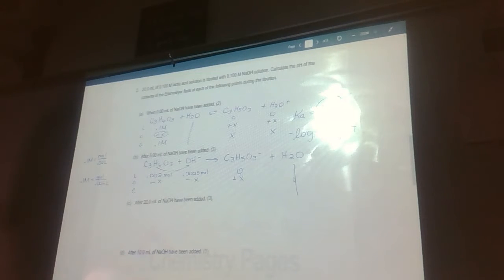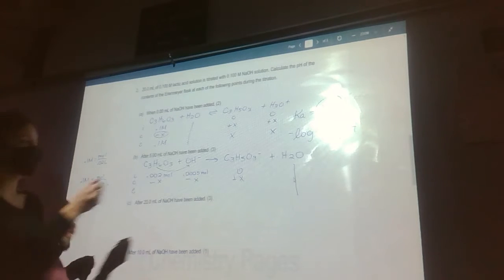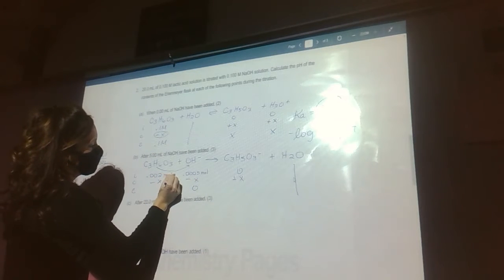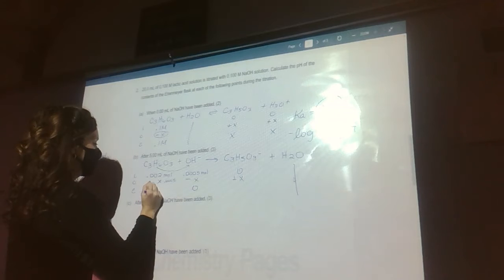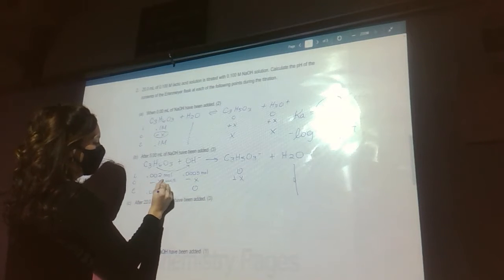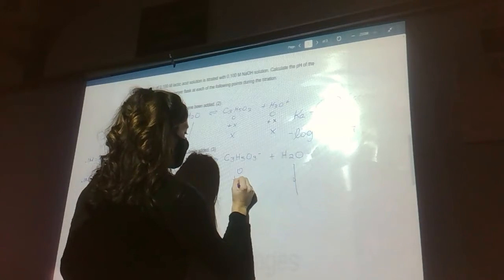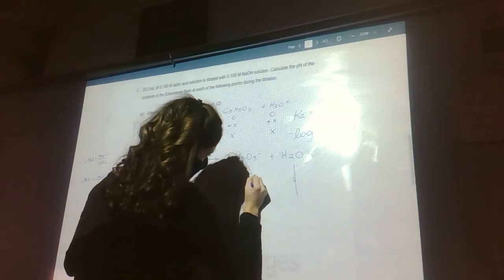How do I find x? Limiting reactant, right? One of them is going to run out. Which one? The hydroxide is going to run out. So this is 0.0005, which makes this 0.0015, and this 0.0005.